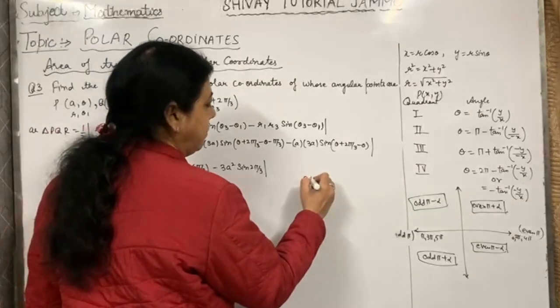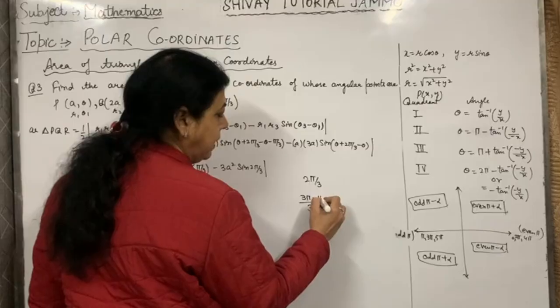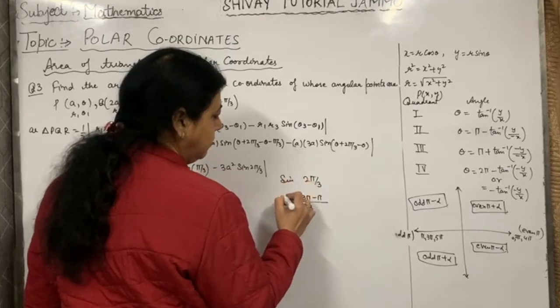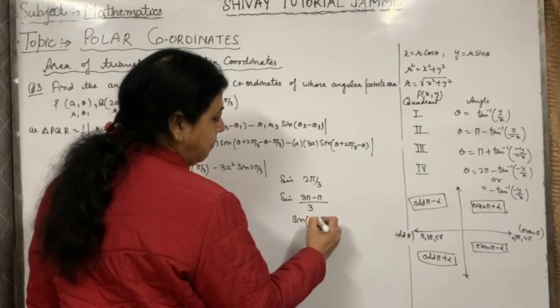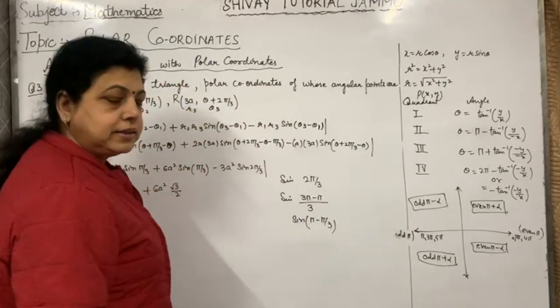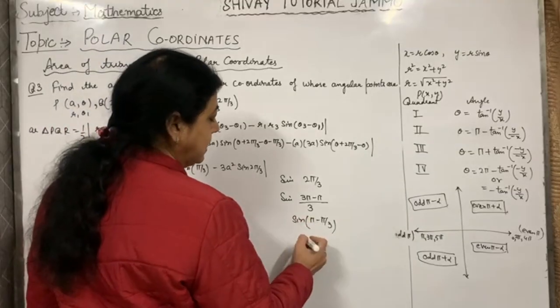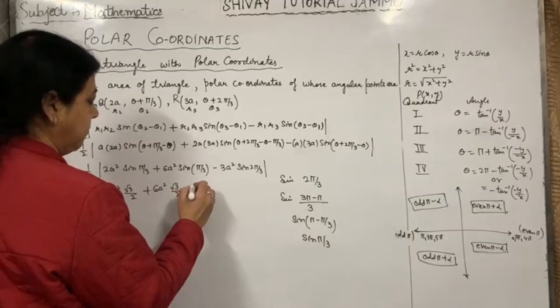What is 2 pi by 3? I will write it as pi minus pi by 3. Pi minus something. Which quadrant? Second quadrant. In second quadrant, sine is positive. Then it will become sine pi by 3.